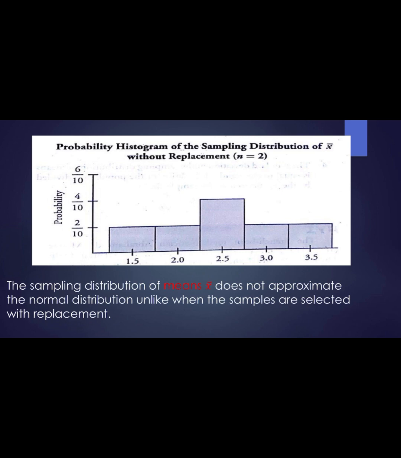To construct the probability histogram of the sampling distribution of means without replacement, where n is equal to 2, let the horizontal axis be our sample means and the vertical axis be the probability of the sample mean. If the sample mean is 1.5, the probability is 2 over 10. If the sample mean is 2.0, the probability is 2 over 10 also. For a sample mean of 2.5, the probability is 4 over 10. For 3.0, it is 2 over 10. And for 3.5, the probability is also 2 over 10.